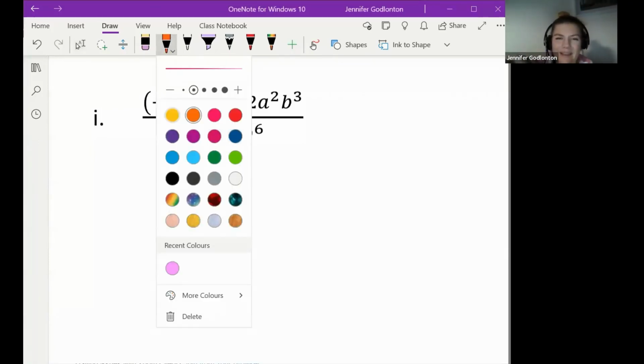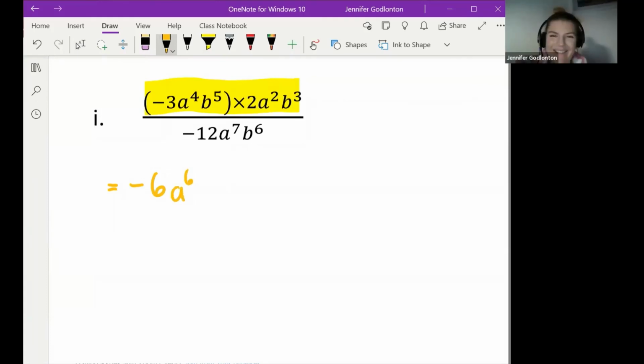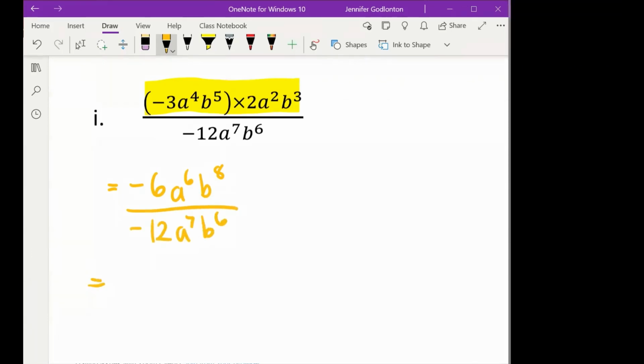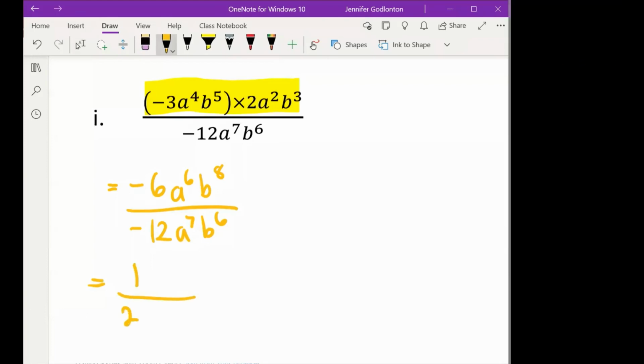So what I did first was do the top part. The top part equals a to the power of 6, b to the power of 8, and that's all over a to the power of 7, b to the power of 6, and then the numbers: I said 1.5, so 1/2. Okay, good. And then this is where it got tough.